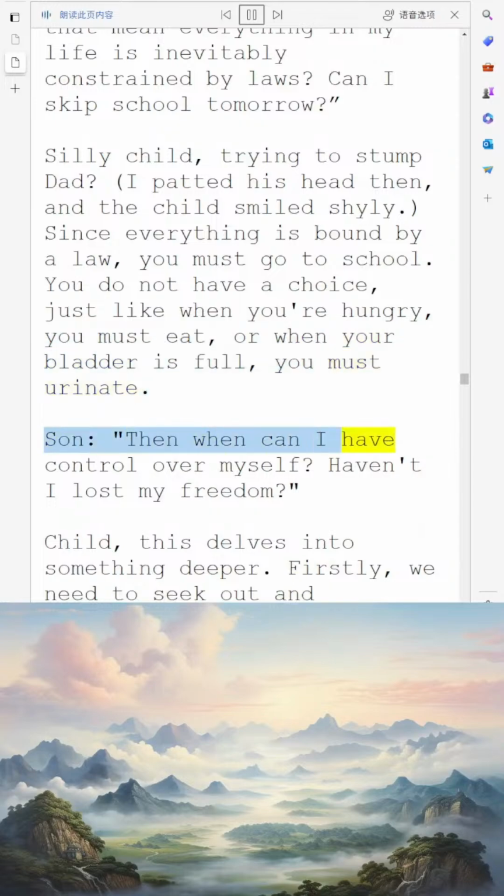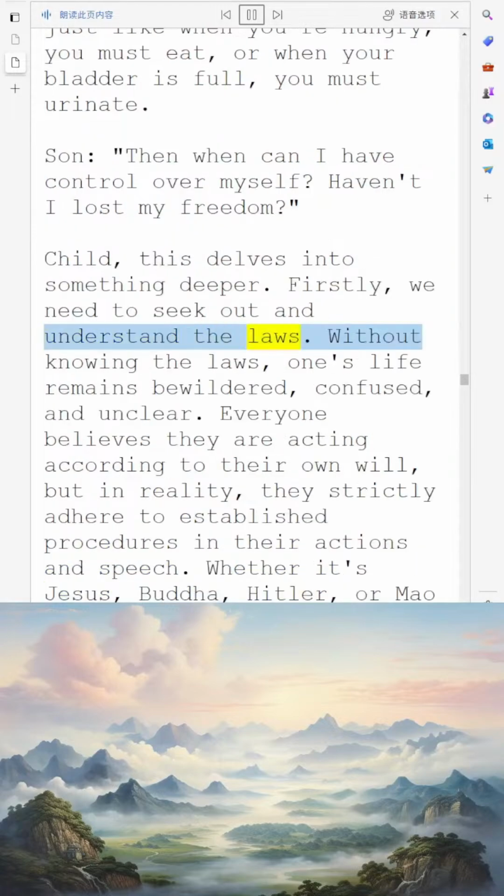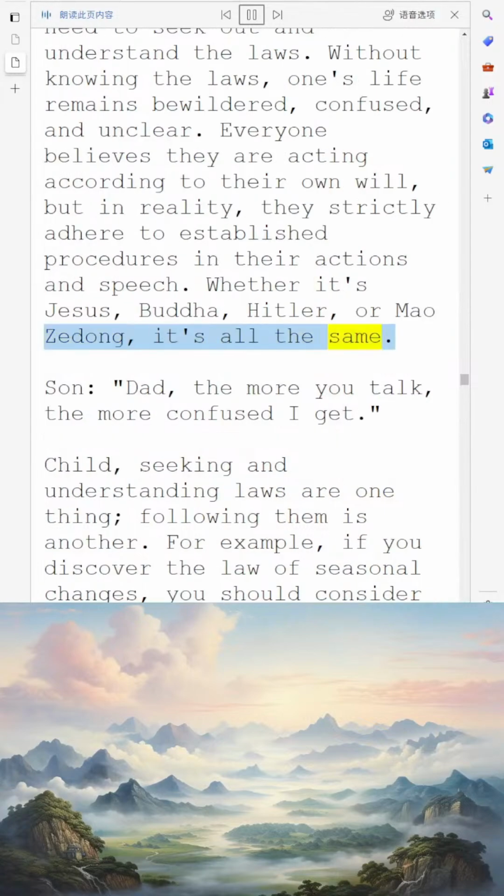Son: Dad, then when can I have control over myself? Haven't I lost my freedom? Father: Child, this delves into something deeper. Firstly, we need to seek out and understand the laws. Without knowing the laws, one's life remains bewildered, confused, and unclear. Everyone believes they are acting according to their own will, but in reality, they strictly adhere to established procedures in their actions and speech. Whether it's Jesus, Buddha, Hitler, or Mao Zedong, it's all the same. Son: Dad, the more you talk, the more confused I get.